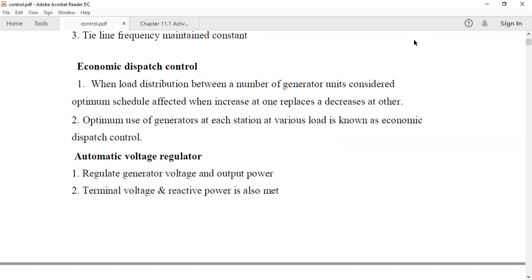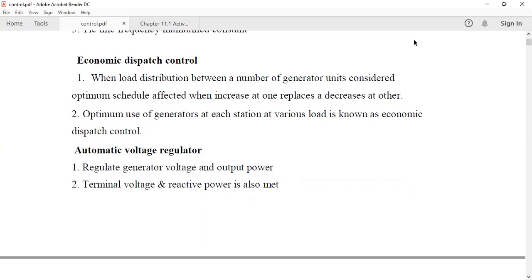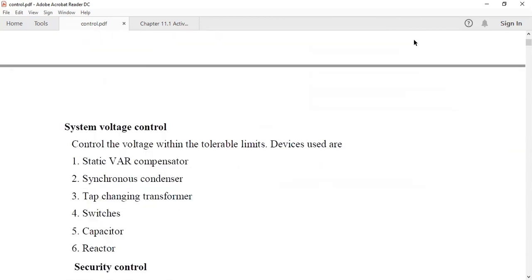So unless and until we control the excitation of the alternator, we cannot control the terminal voltage of the alternator. Therefore, to control the terminal voltage of the alternator, we need to regulate its excitation. So by having an appropriate mechanism for the automatic voltage regulator, we can change the excitation, and by changing the excitation, we can regulate the voltage of the alternator.